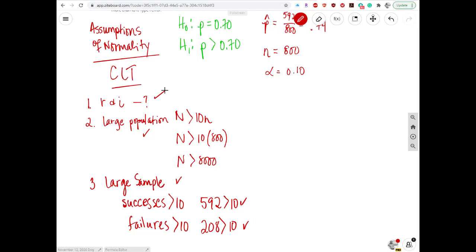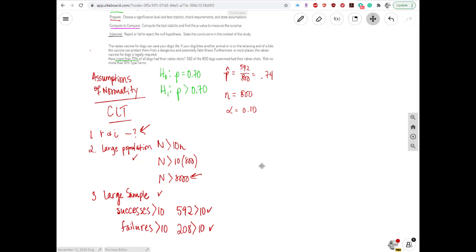Now, this is all dependent on whether this is a random and independent sample and whether there are 8,000 dogs in the population. So if these two things can be said about this experiment, then it would be okay to assume that there is a normal distribution here and we can proceed with the test. But it's very important that these two things be clarified before anything in the test is actually applicable. We can only proceed with that in mind.